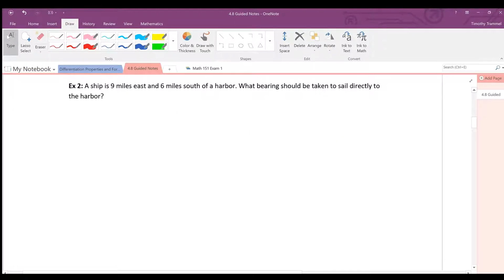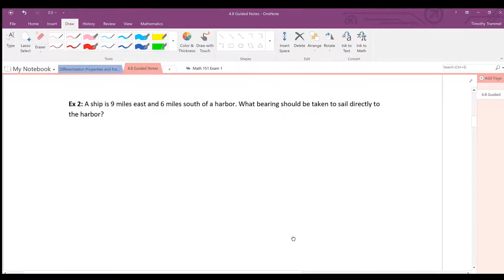Let's try an example. See what we have. A ship is 9 miles east and 6 miles south of a harbor. What bearing should be taken to sail directly to the harbor? Let's draw a picture. That's actually going to be really helpful on all of these navigation questions where we're talking about bearing. So let's maybe call this the harbor right here.